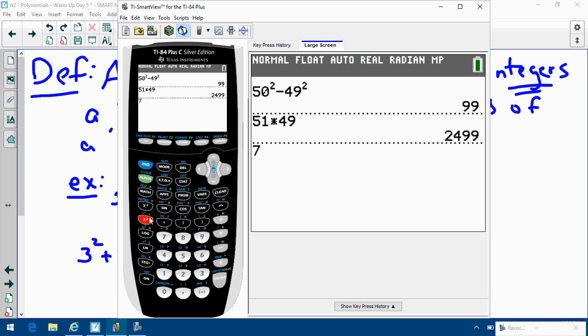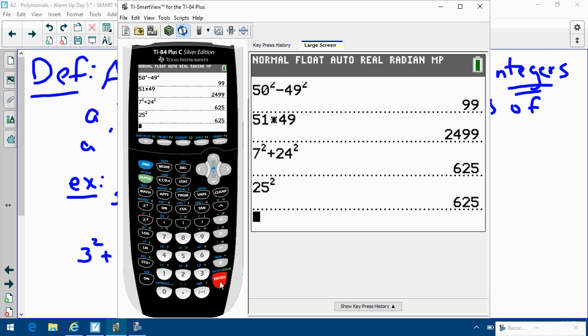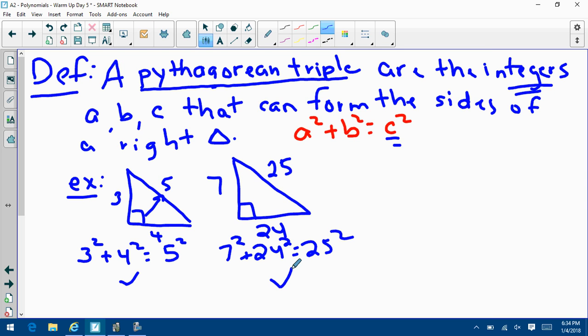So 7 squared plus 24 squared. What's that equal to? 625. And I believe that is 25 squared. Yup. So those three are also Pythagorean triples. Check.